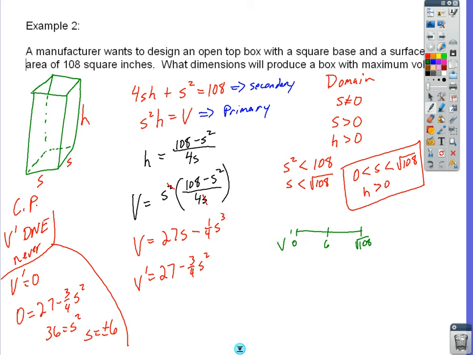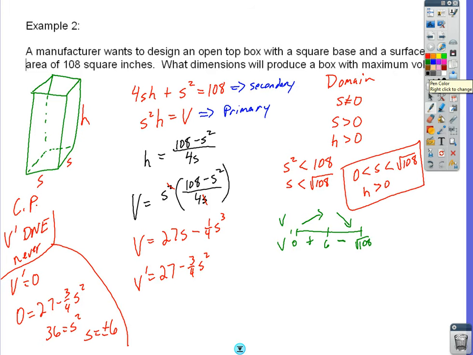I plug in 1, and I see that I'm going to have a positive number for v prime. And I plug in something bigger than 6, say 10. 10 still works because it's less than the square root of 108. 27 minus 75, it's going to be negative. So that means before my side length is 6, my volume is increasing, and then my volume is decreasing. So I do have a maximum there at 6.